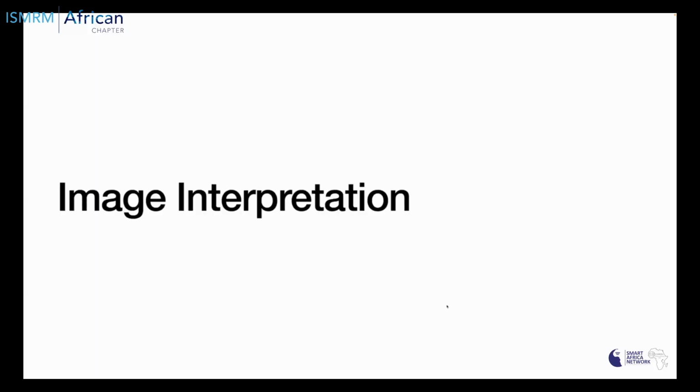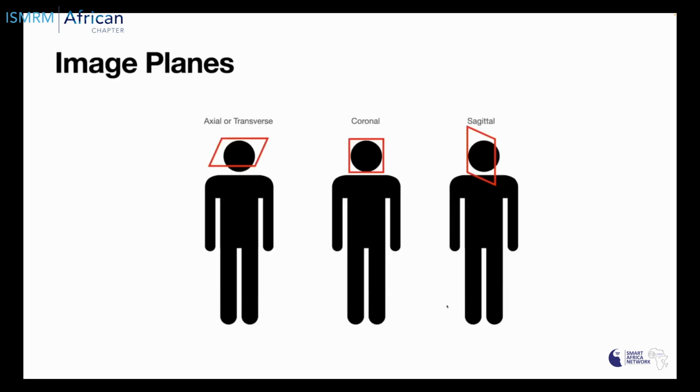Okay, so in this last part of the lecture, I'm going to talk a little bit about image interpretation and analysis. The first thing I want to do is just orient you with respect to images, brain images in particular, because that's what I work with. But if you are like me and you come from an engineering or physics background, you may not be used to thinking about images using these types of labels.